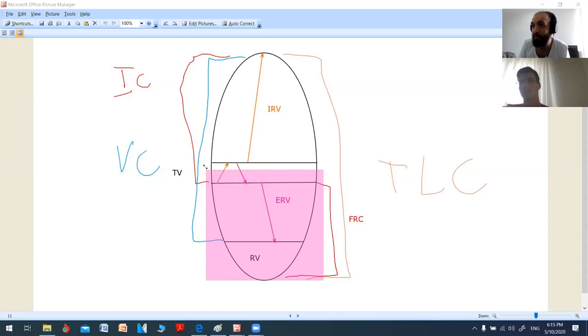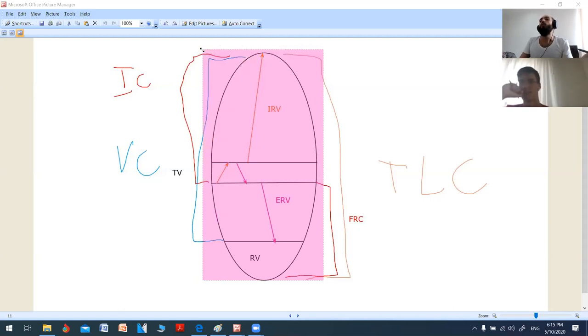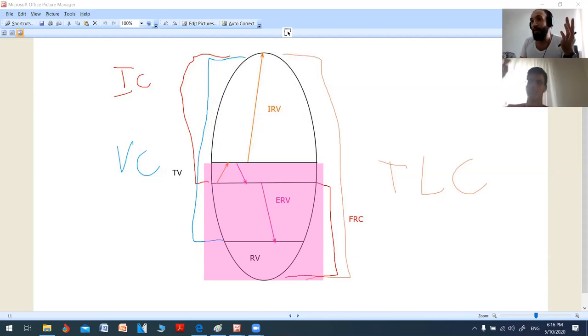Now, I'm doing quiet inspiration. Can I do a forced inspiration? Yes or no? Yes. So the air that I can breathe in during forced inspiration, what is it called? This one. The air that I can breathe in during forced inspiration is called what? IRV. What is IRV? Inspiratory reserve volume. You understand?